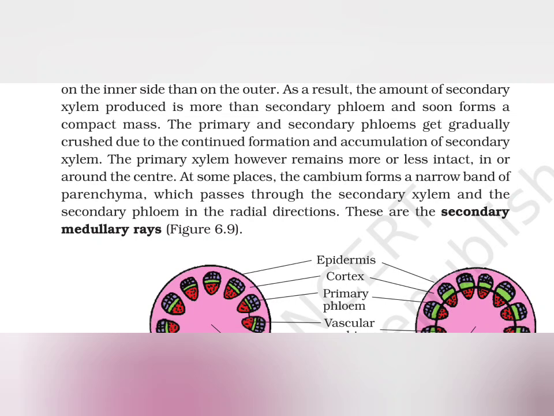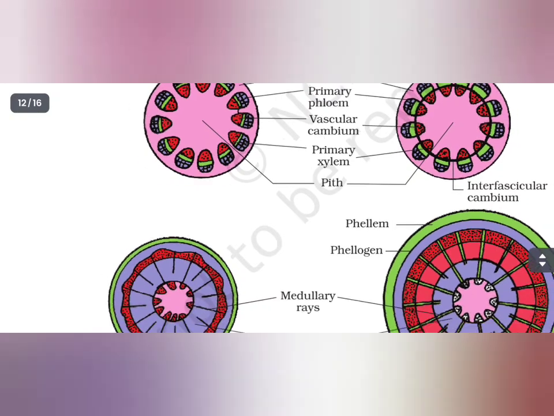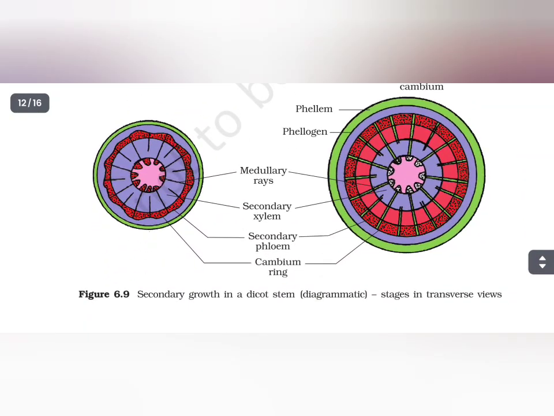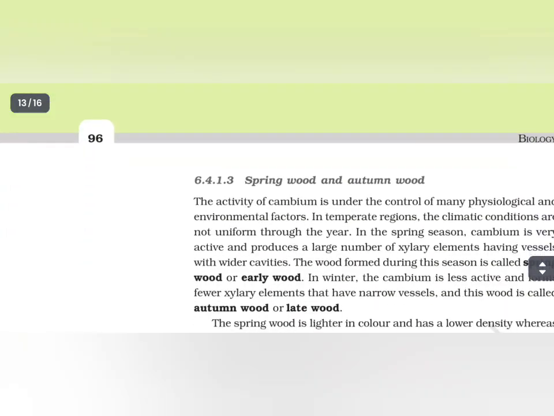At some places, the cambium forms a narrow band of parenchyma which passes through the secondary xylem and the secondary phloem in the radial directions. These are the secondary medullary rays. These are the secondary growth in a dicot stem. You have to study it yourself.